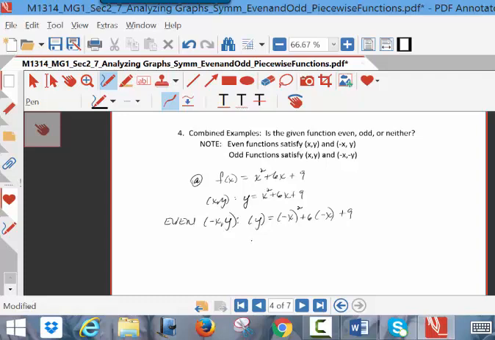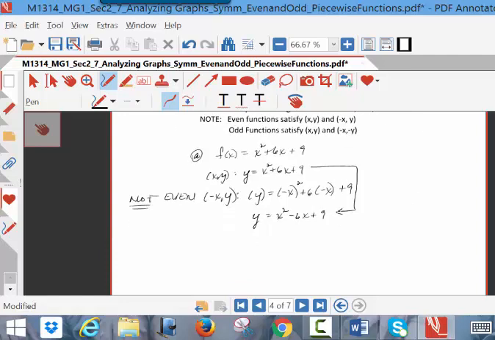So cleaning it up a little bit, this is y equaling, okay, negative 1 squared is positive. And this would be my result. So did that work? Not the same, right? So it's not even. Okay, we just checked it, and it is not even.